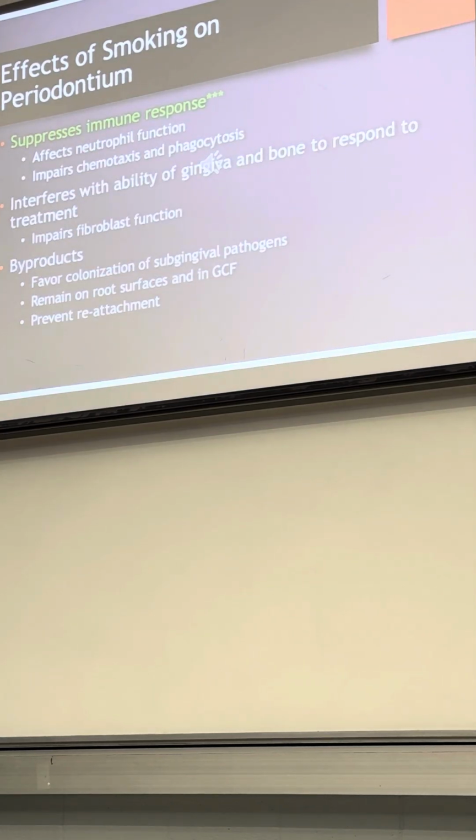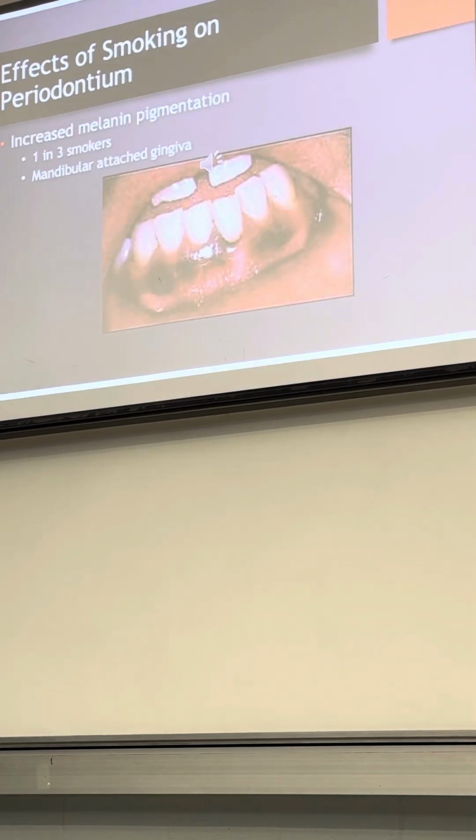And how does it work? It's because the healing is delayed, okay? It suppresses the immune response, and that's important to remember. It affects the neutrophils, which are the first line of defense, right? It interferes with the ability of the gingiva and the bone to respond to treatment. And of course, there are different byproducts. Subgingivally, the pathogens are going to be different. They remain on those root surfaces and in the gingival crevicular fluid, and it prevents reattachment. So it all goes back to that healing. The ability to heal is different with patients who smoke.